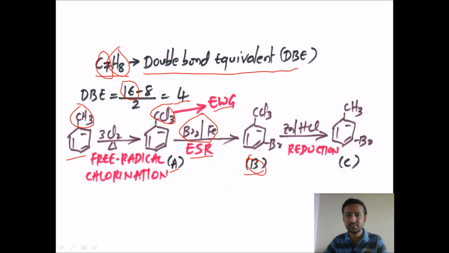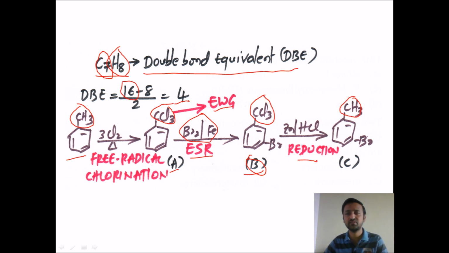Once you get this, the next and last step given in this reaction is reduction. Now if we take reduction using zinc and HCl, we can easily reduce the CCl3 group into CH3.